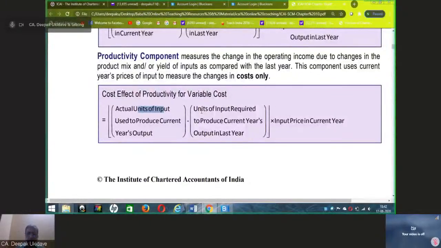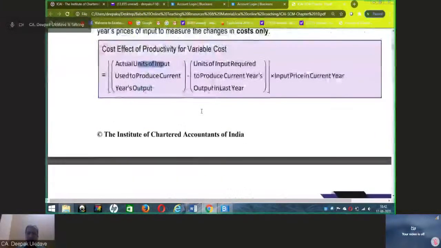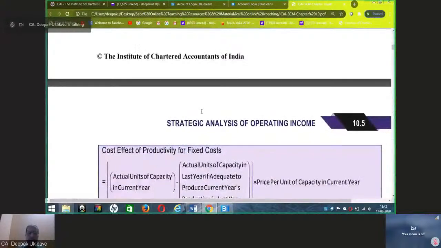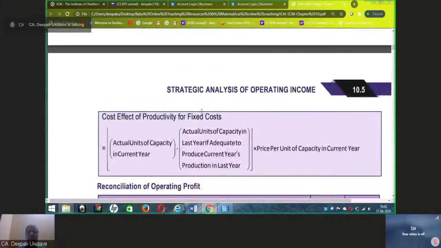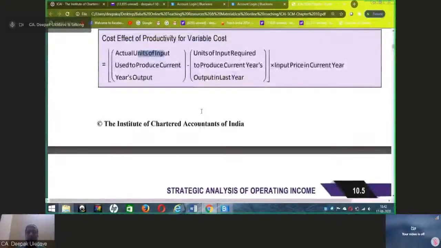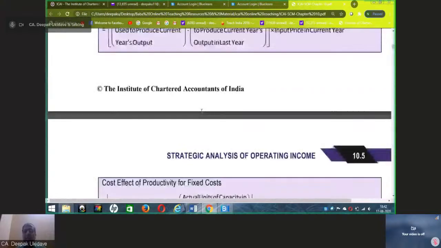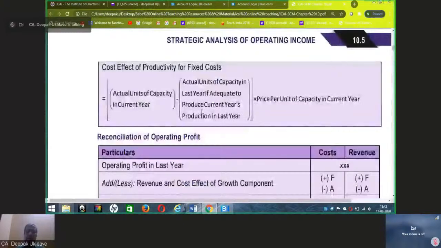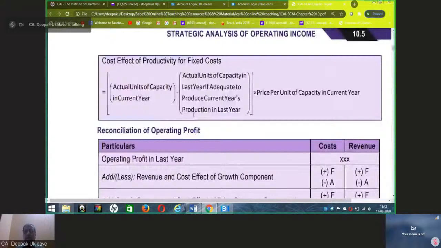So can we summarize this discussion before we solve the problems? There is one more: the cost effect of productivity for variable cost, and the cost effect for fixed cost also. Cost effect for fixed cost is again in terms of capacity. So now you are aware by this time: actual units of capacity in the current year minus actual units of capacity in the last year equivalent to current year's production, or current year's production equivalent to last year, that means in terms of last year's production.